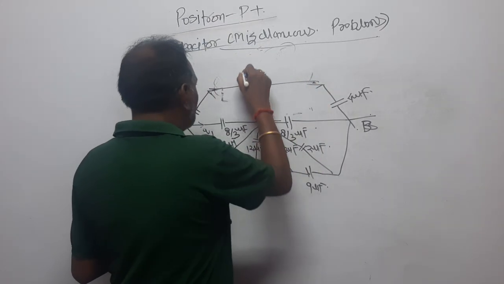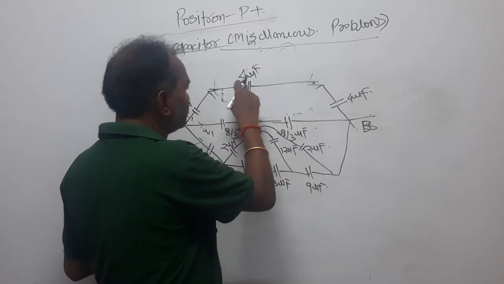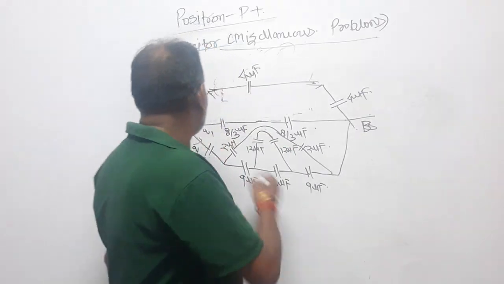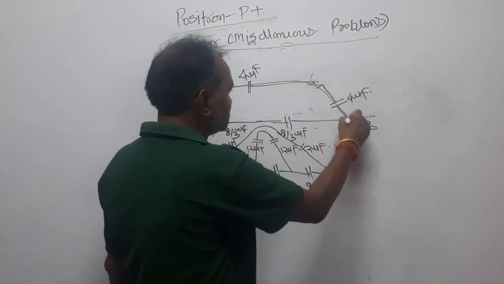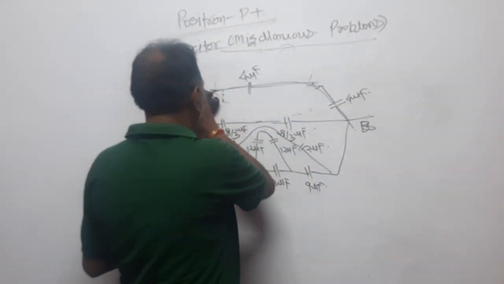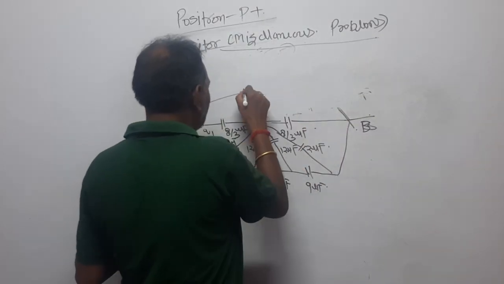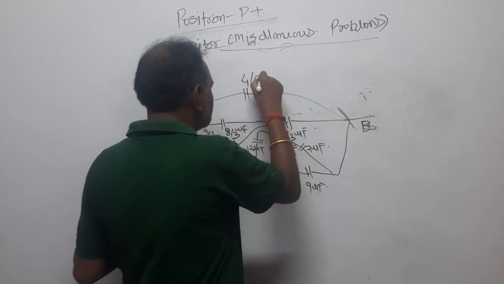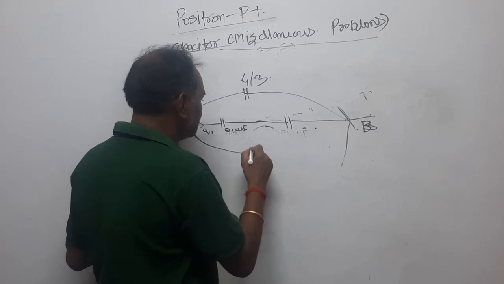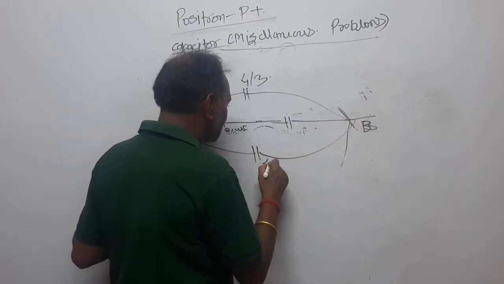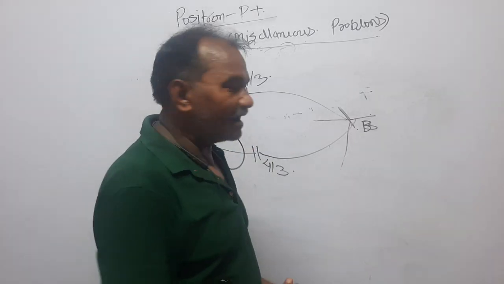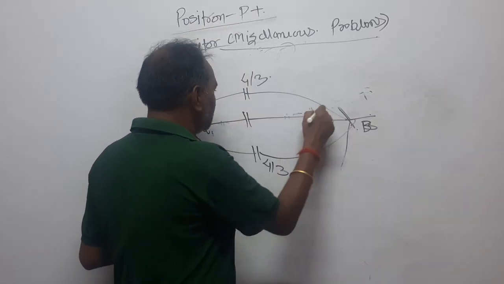This is 4. Now look here, this 4 microfarad, 4 microfarad, 4 microfarad are in series. Whatever charge passes through, it will pass like this. So 4, 4, 4, they are in series. So their equivalent will be 4 by 3, like this. And similarly you can write below half, here again it is 4 by 3, right? And now this 8 by 3, 8 by 3 are again in series, and their equivalent will be 4 by 3.